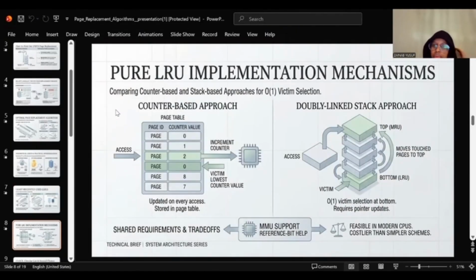Now for the pure LRU implementation mechanisms, there are two. As you can see on our slide, there's the counter-based approach and the doubly linked stack approach. The first, the counter-based approach, updates timestamps on each access, and the second, the stack-based approach, moves accessed pages to the top of the stack. As you can see in our diagram, both of them achieve accuracy but come with overhead, which is why approximations like clock are popular.